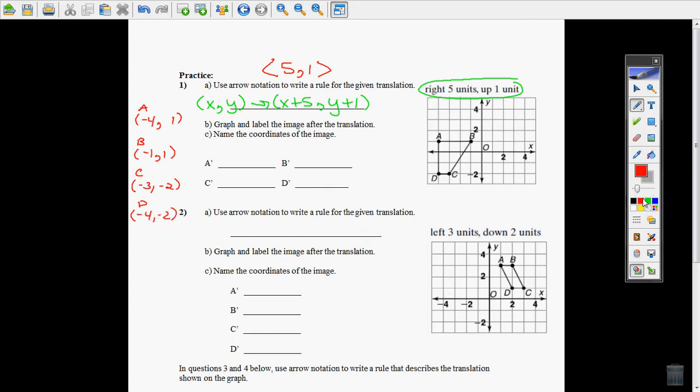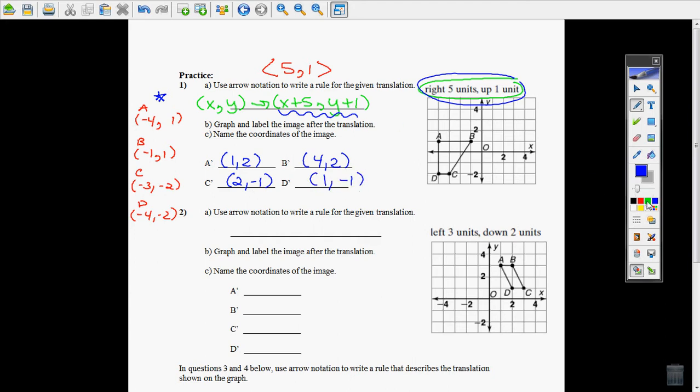All right, so again, if you would prefer counting, if you want to count every single time and then identify the new points, you go for it. My preference is to identify the points and then perform the addition or subtraction to each value. So when I add 5 to the x and I add 1 to the y, these are my new points. A prime is going to be at (1, 2). B prime is at (4, 2). C prime is at (2, -1). And D prime is at (1, -1).